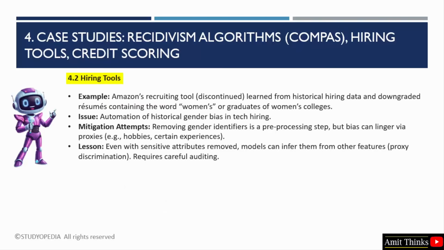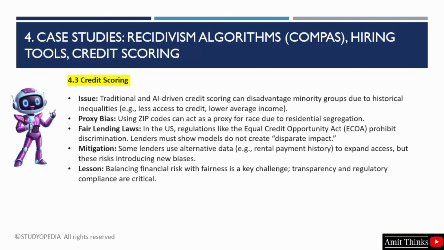The next case study includes hiring tools. Example, Amazon's recruiting tool, which was later discontinued, learned from past hiring data and penalized resumes with terms like "women's" or graduates of women's colleges. The issue here is reinforced historical gender bias in tech hiring. Mitigation: removing gender indicators helps, but bias can persist through indirect signals, for example, hobbies, experiences, etc. The lesson here is even without explicit gender data, models can infer it through proxies, highlighting the need for thorough audits.